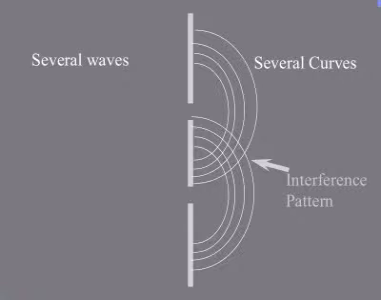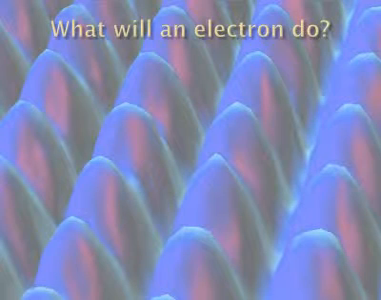basically, when we're trying to study the waves that we can't see, we don't study the actual wave, we study the interference between the waves. And that's how we know how the other waves behave. So what will an electron do?